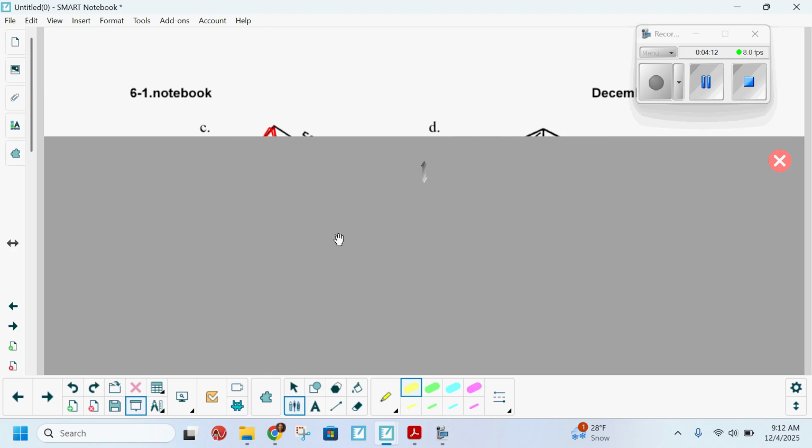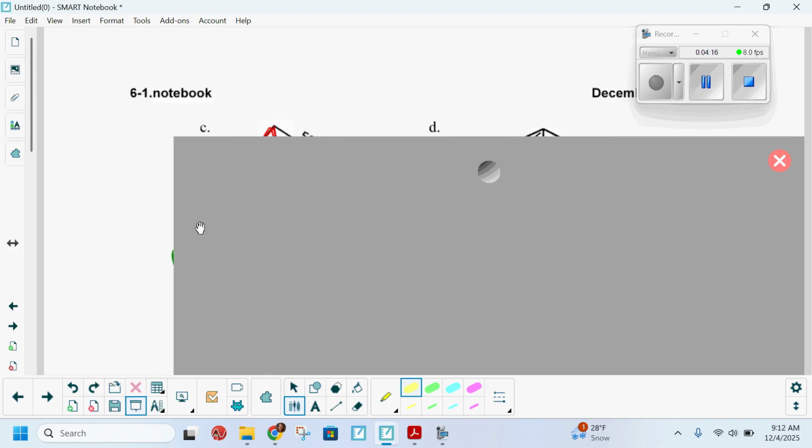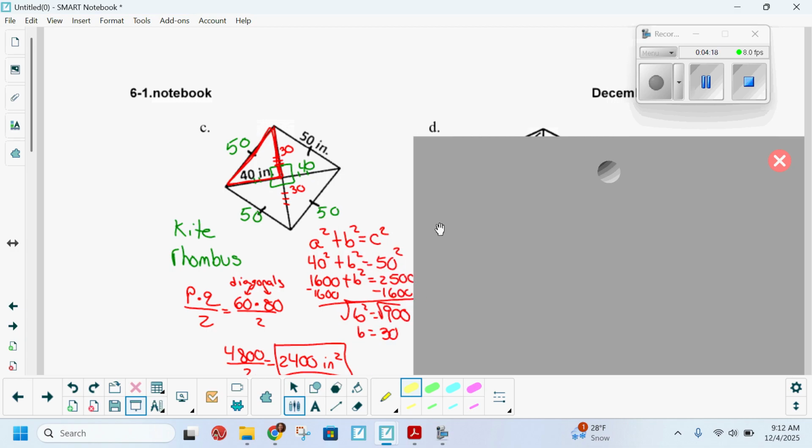All right, we got some more, so pause the video and give them a try, or you can just follow along with me. So on the left here, I'm looking at this and I notice that I have all 4 sides congruent. Now you might be thinking to yourself it's a square, but it's not necessarily a square because I'm not told that I have right angles. So because of that, I can't just do side times side. I don't know it's a square.